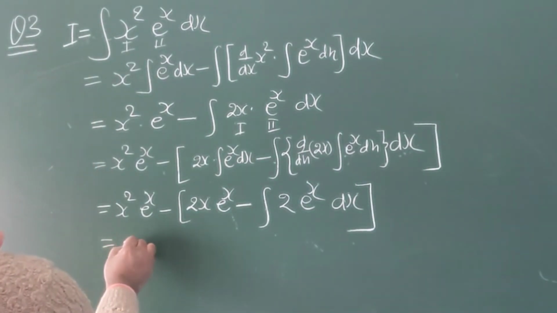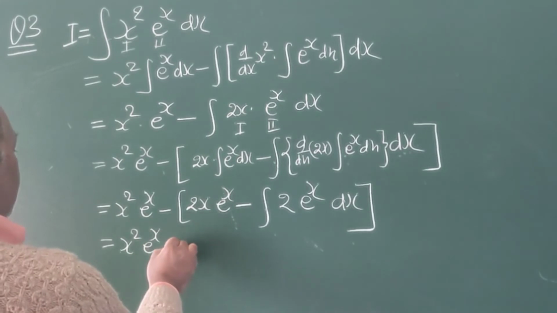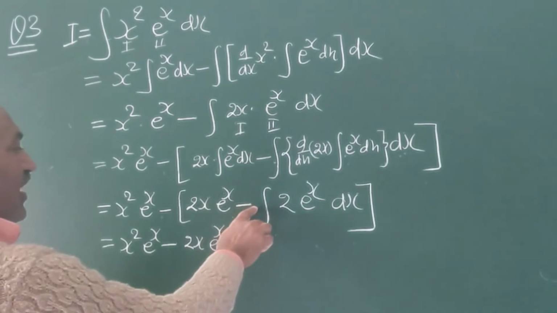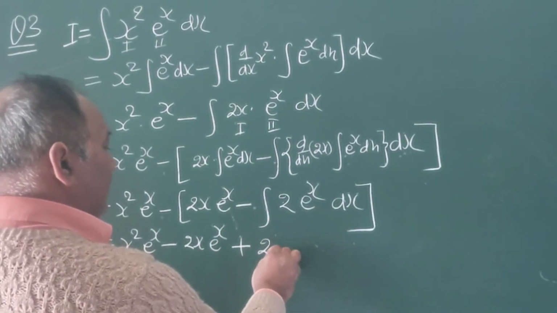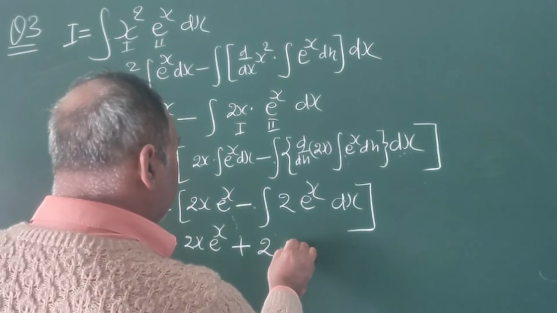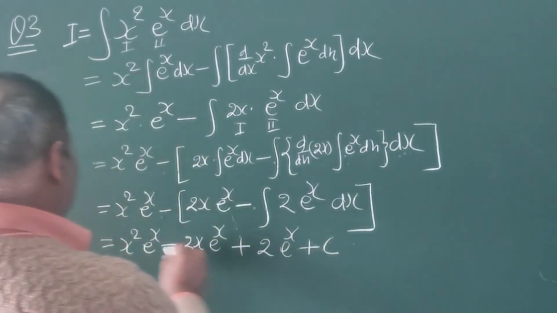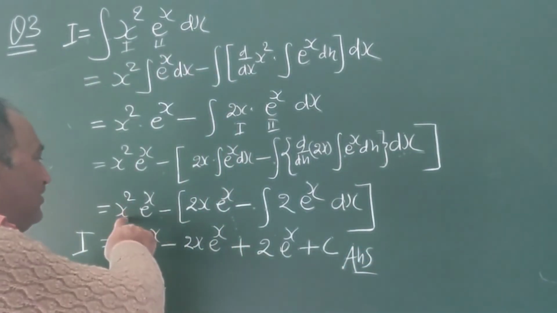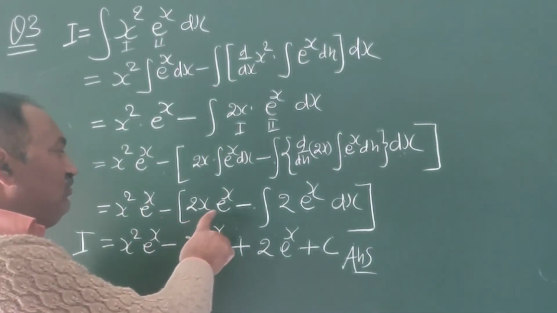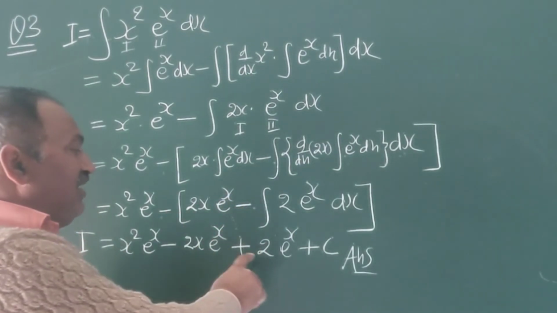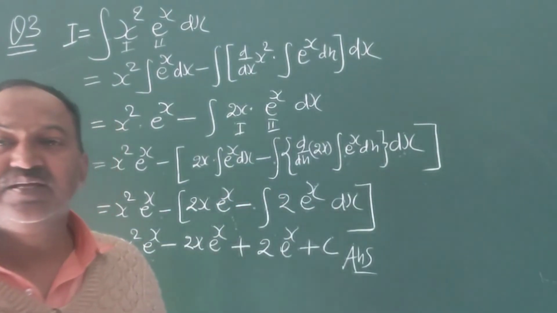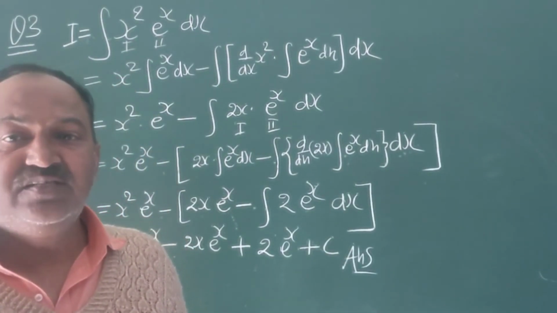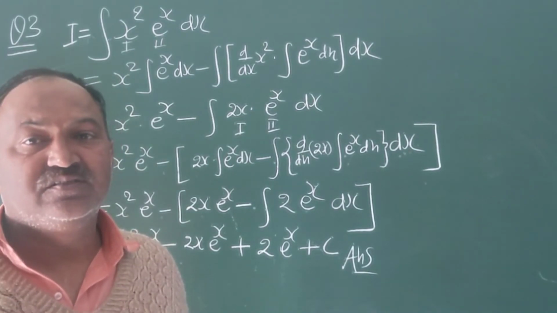Now at last it becomes x square e raised to power x minus 2x e raised to power x minus minus plus 2 outside and integration of e raised to power x is e raised to power x and plus c, and this is the answer of this question. It becomes x square e raised to power x minus 2x e raised to power x plus 2 into e raised to power x plus constant of integration c, and this is the answer of this question.